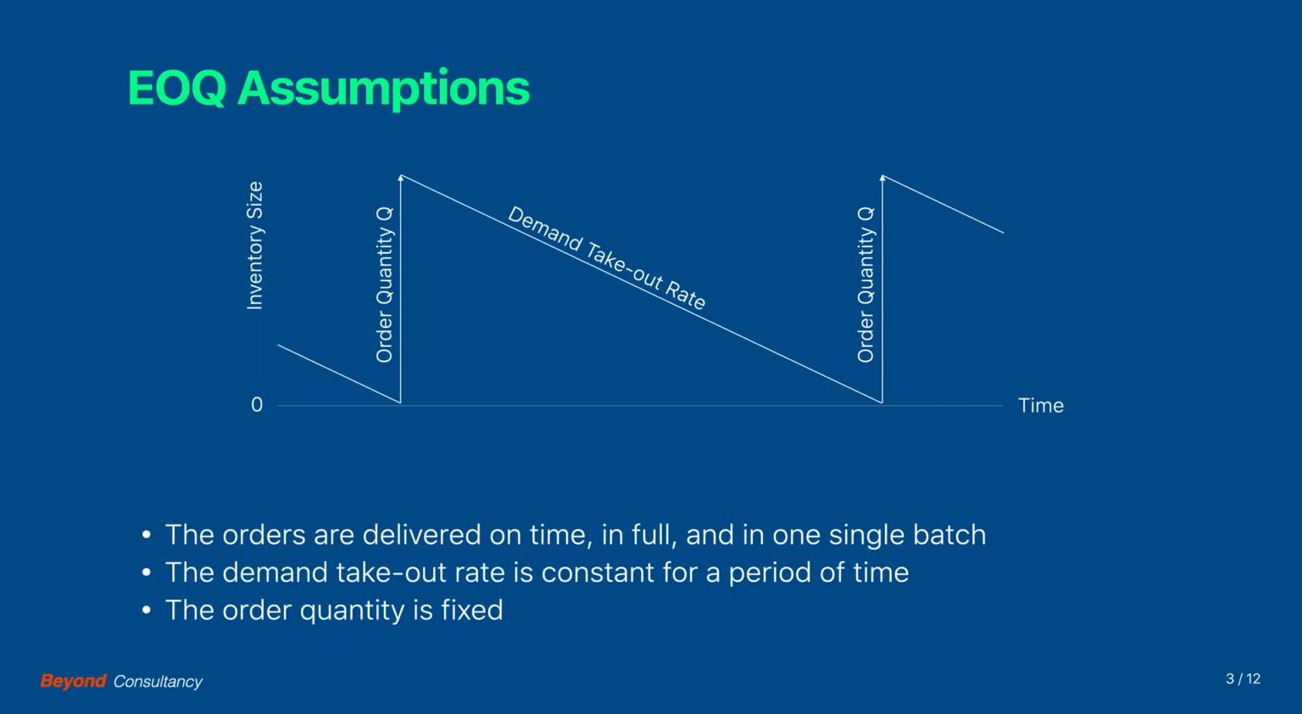Some of the key assumptions made in the economic order quantity model are that the orders are delivered on time, they are delivered in full and in one single batch. Furthermore, the demand takeout rate is constant and the order quantity is fixed. In this keynote, we will discuss some of the questions which arise when implementing.